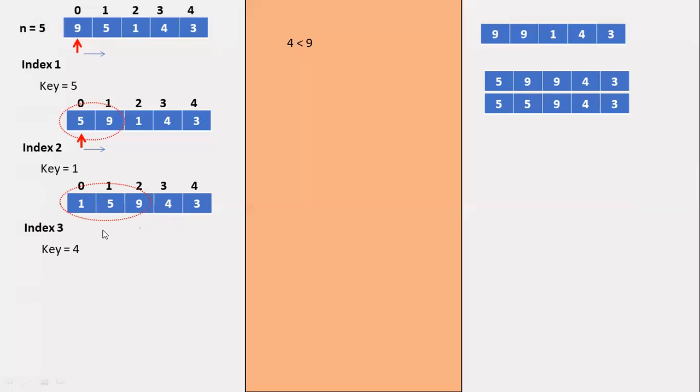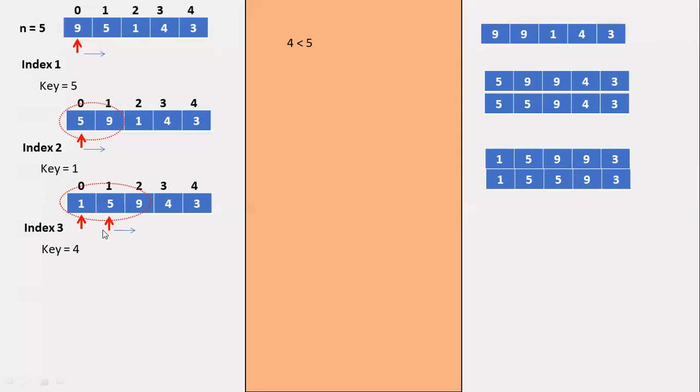4 is compared with 9. 4 is less than 9, the condition is true. So we have to move the element 9 towards the right, to the next index. Now the output will be 1, 5, 9, 9, 3. Now again the key must be compared with 5. 4 is less than 5, again the condition is true. So we move the element 5 towards the right, to index 2. Now the output will be 1, 5, 5, 9, 3.